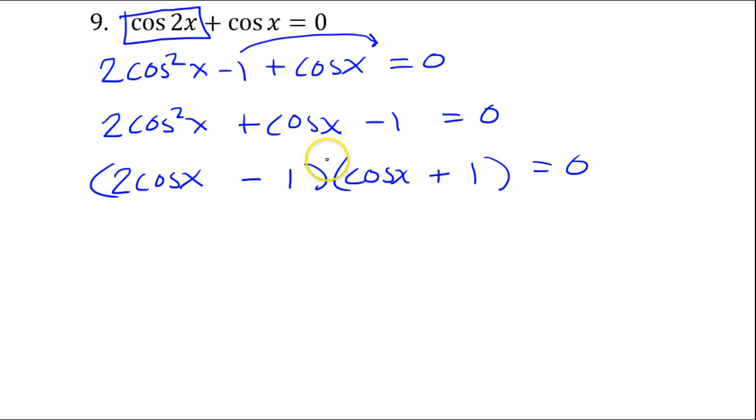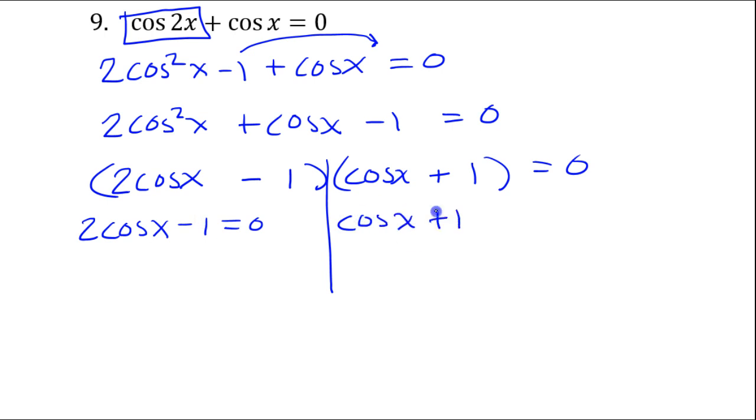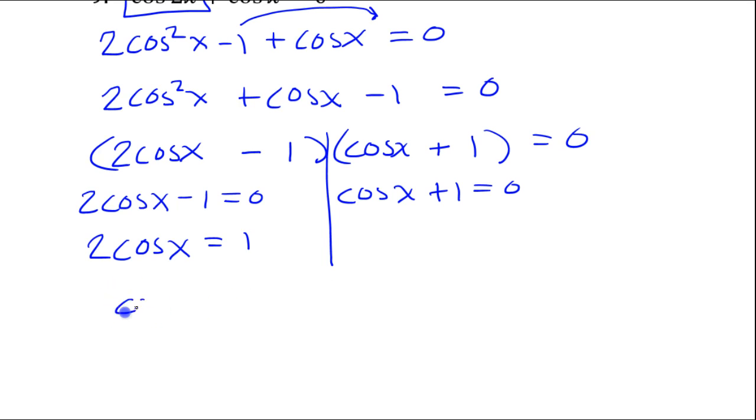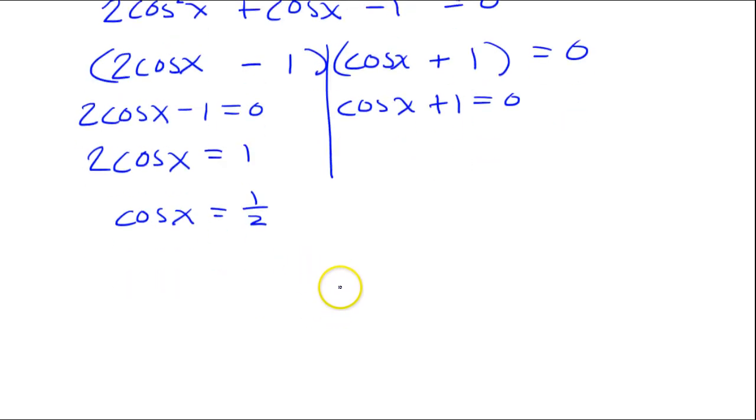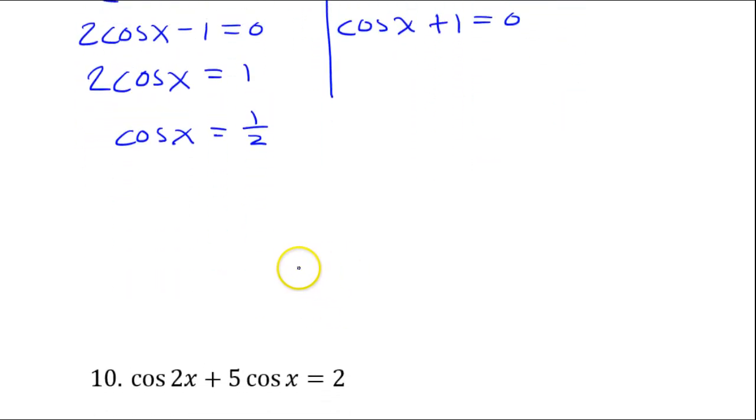Now we do the zero product property to find the solutions by setting each factor equal to 0. Adding 1 to both sides, I will have 2 cosine x is equal to 1. Dividing both sides by 2, I will have cosine x is equal to 1/2. Let's go ahead and talk about the solutions that we would get here.